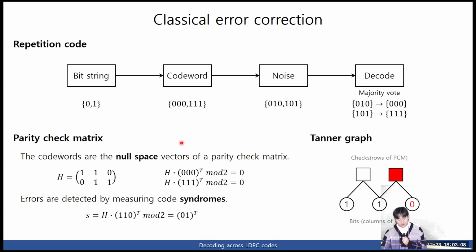Detection of the errors is done by the parity check matrix. The parity check matrix is a matrix that gives a 0 when we multiply it with the code words like this. This means it has all the code words in its null space. When the parity check matrix is multiplied to some noisy code, it gives a syndrome like 1, 0, 1. The tanner graph on the right gives a visualization of how it's done. The squares are the checks, which are the rows of the parity check matrix, and circles are the bits of the parity check matrix.